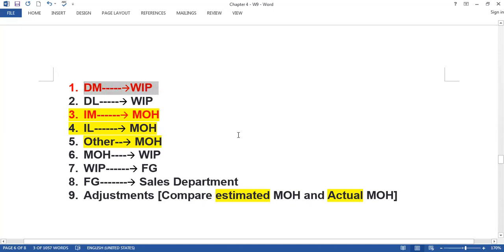Direct materials transfer to WIP. Which account increases and which account decreases? Very good. Direct materials decrease, minus, right? And WIP increase. So both are asset accounts. Materials and work in process, they are asset accounts. So one asset increases, another asset decreases, right? So direct material decreases, that is raw material decreases, and WIP increases.